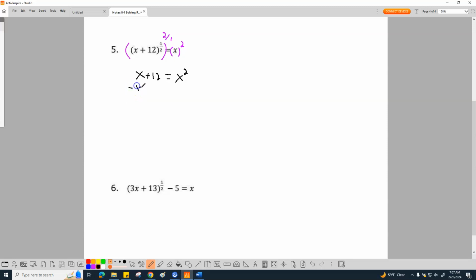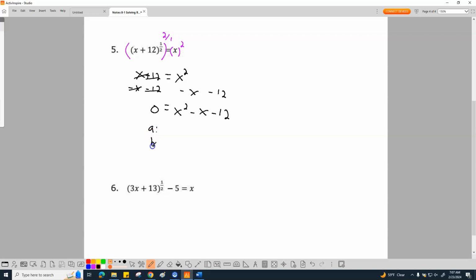You've got to get everything on one side with 0 on the other side. So when you move everything over, move the x over, move the 12 over, you end up with 0 equals x squared minus x minus 12. And now you have to break this down with factoring. How do you do that?